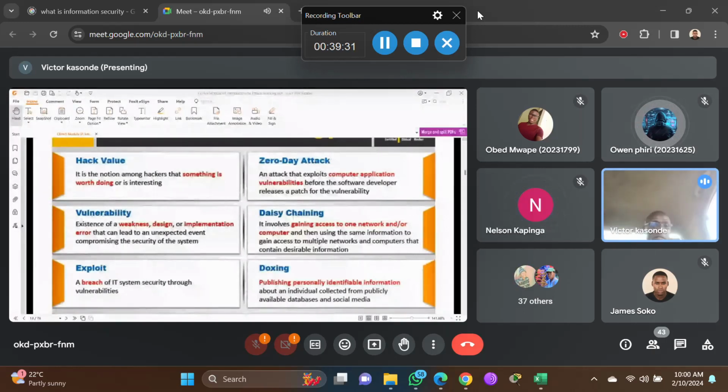If it is clear, let us now move to daisy chaining. This involves gaining access to one network and or computer, then using the same information to gain access to multiple networks and computers that contain desirable information. This is it. Simple and straightforward. Unless someone wants me to clarify on that one.